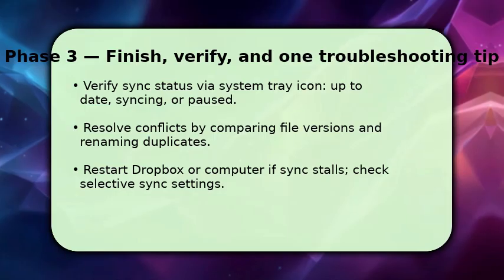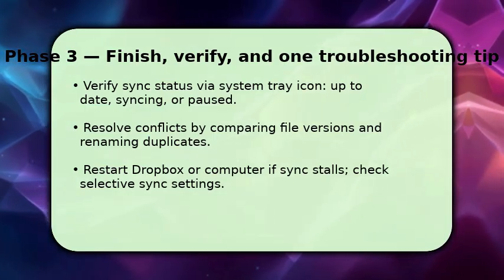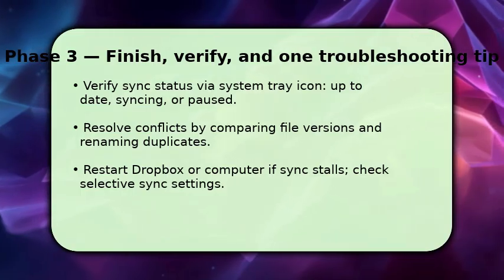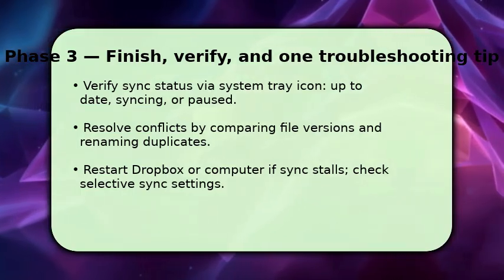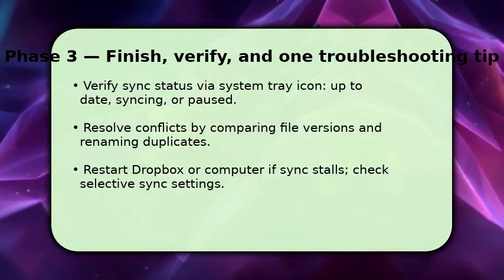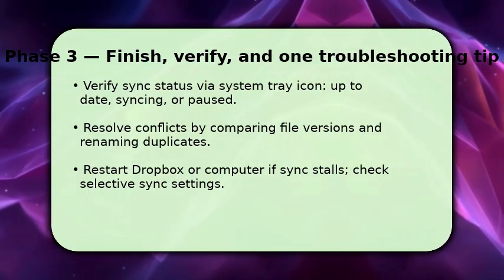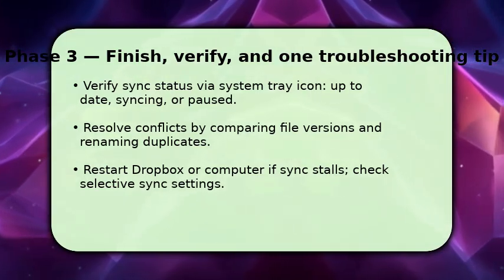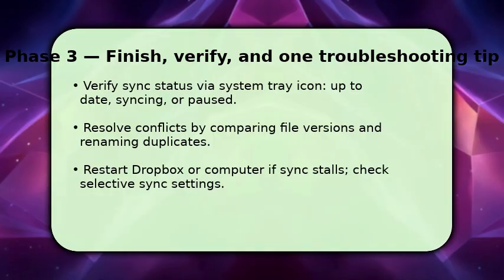If some files failed, open the Dropbox app to view errors and follow prompts, often a permission or path issue. For conflicting edits, compare versions in the app and choose which to keep, then delete duplicates to avoid loops. If syncing stalls, restart the Dropbox app or your computer, and make sure Selective Sync still includes the folders you need. That usually clears the last hurdles.